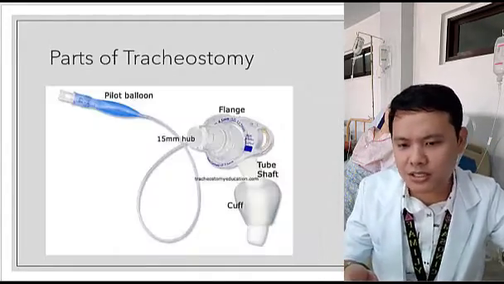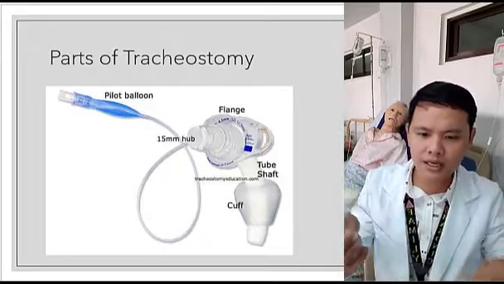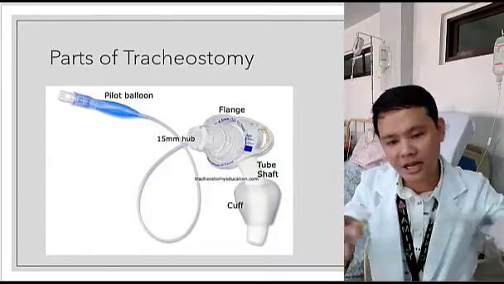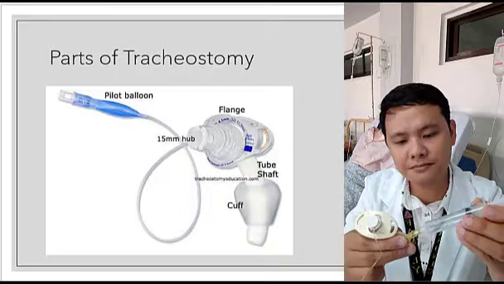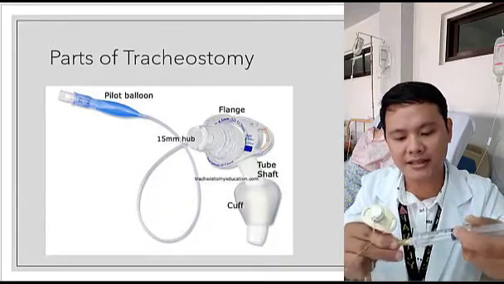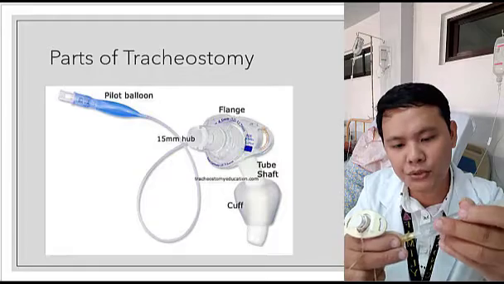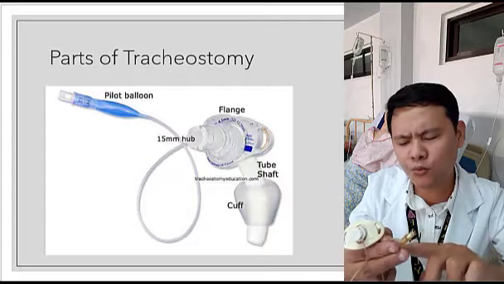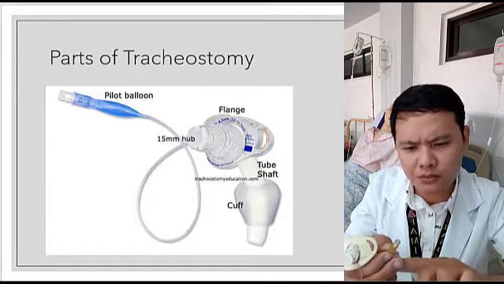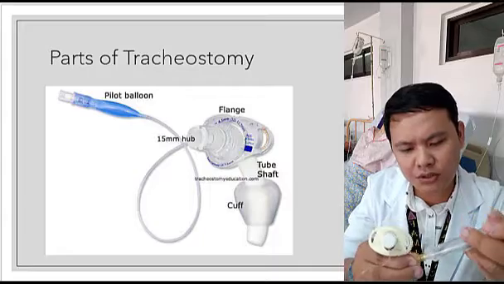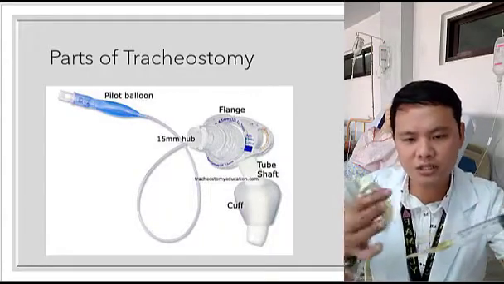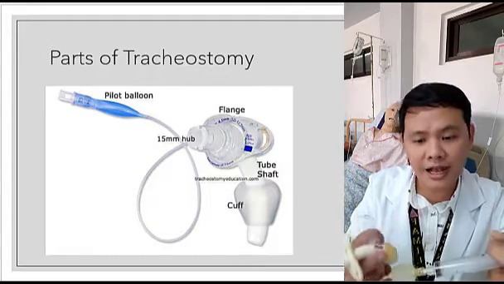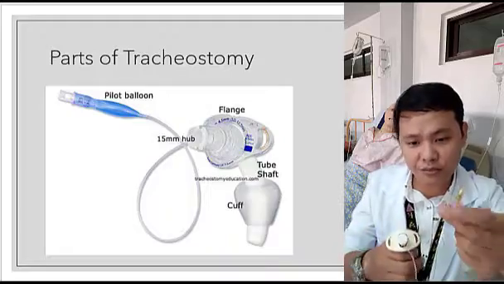So, let's talk about the parts of the tracheostomy. Okay? So, this one is the pilot balloon. Okay? And this is also the hub. Dito tayo nag-i-insert ng hangin. Okay? So, for this one, kasi one way po siya, no? So, one way pilot balloon. Okay? So, pagka prines mo ito, doon ka pala makakapag-insert ng hangin. Okay, so this is what we call the pilot balloon.